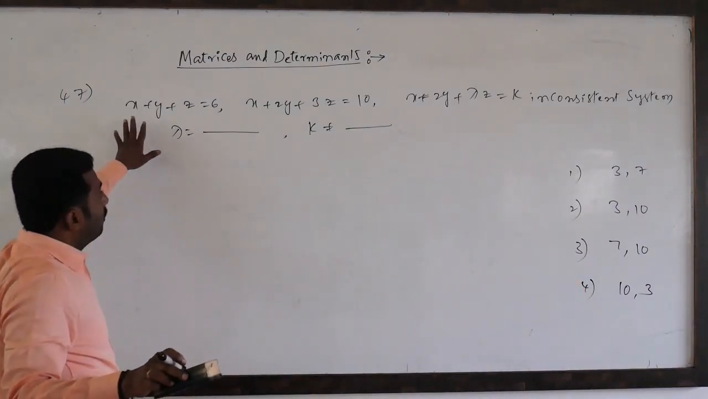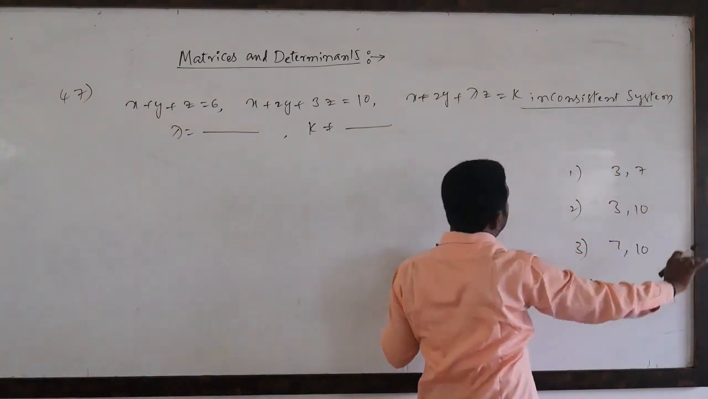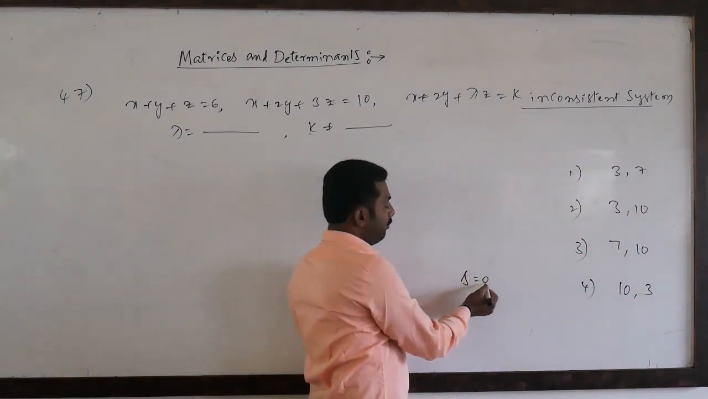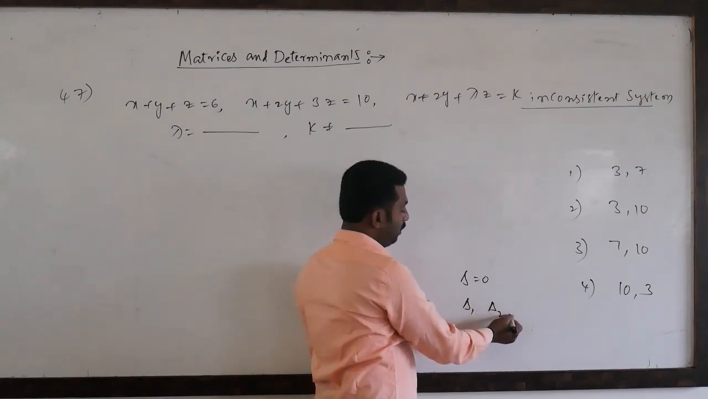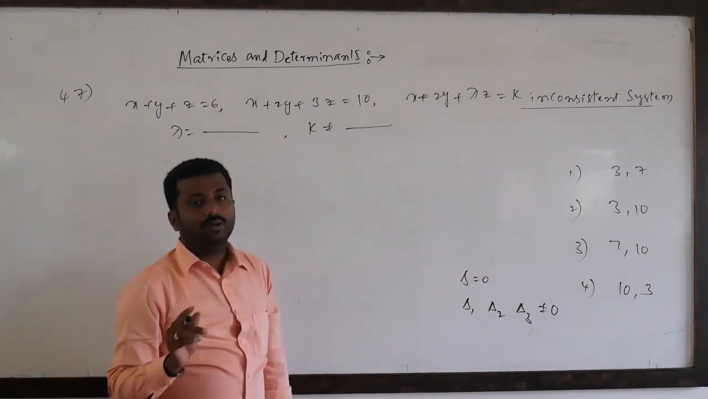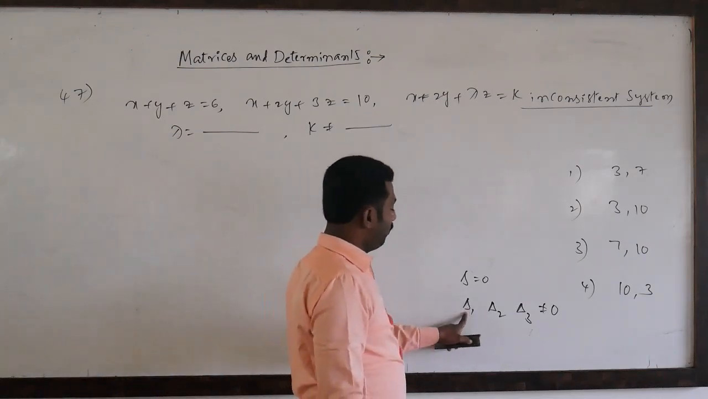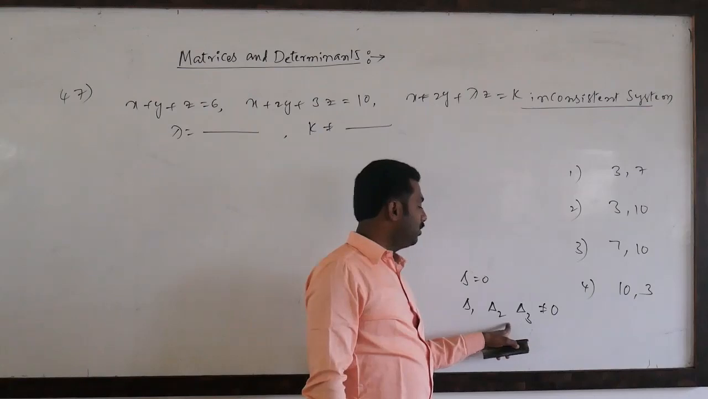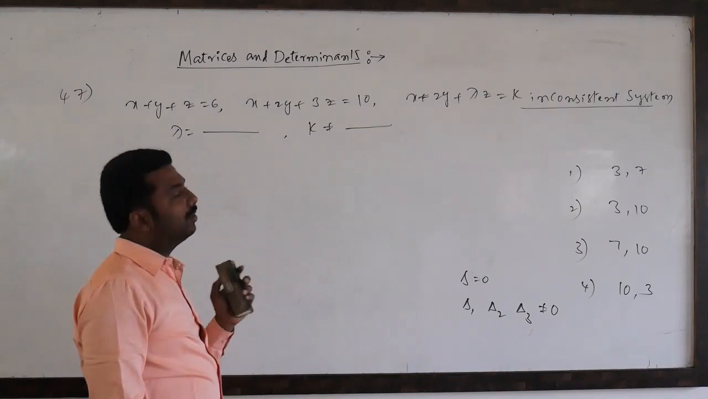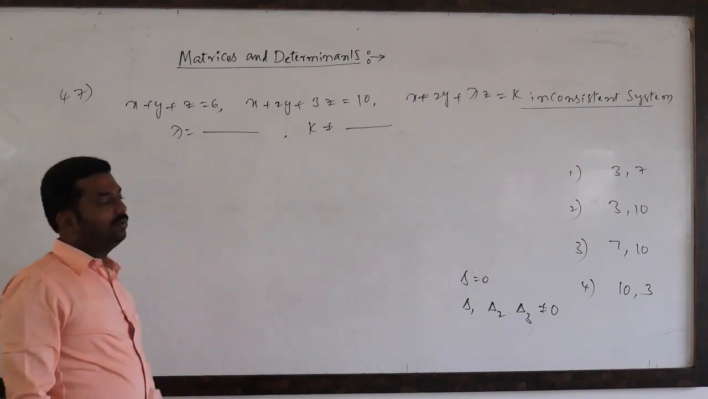So you observe the system is inconsistent. Inconsistent means it has no solution. No solution means what are the conditions? Delta must be 0, and among delta 1, delta 2, delta 3, at least one of them is not equal to 0. So either delta 1 is not equal to 0, or delta 2 cannot be 0, or delta 3 also cannot be 0. So all 3 cannot be 0, we have to take that also.